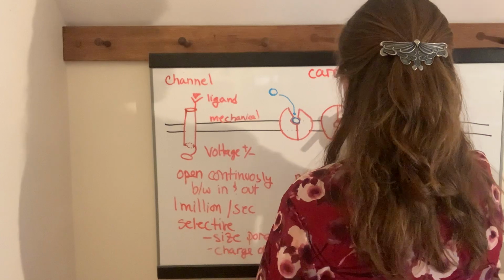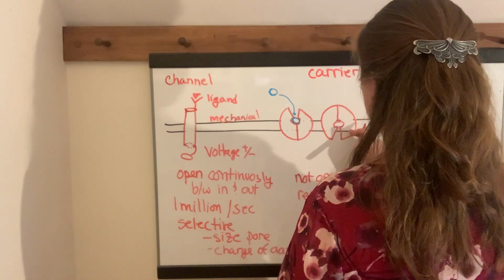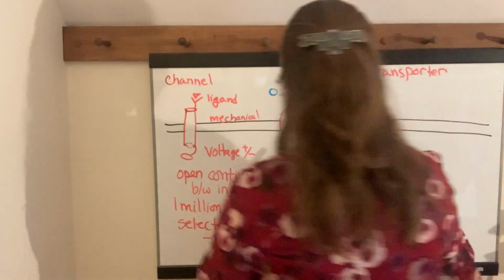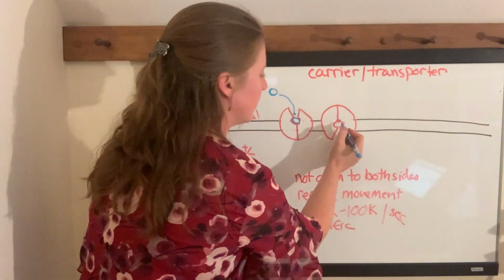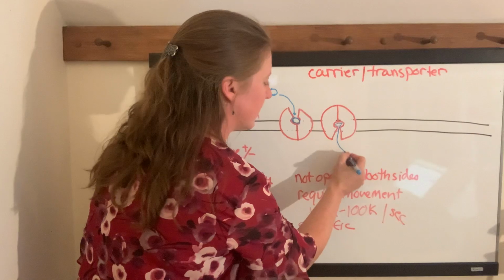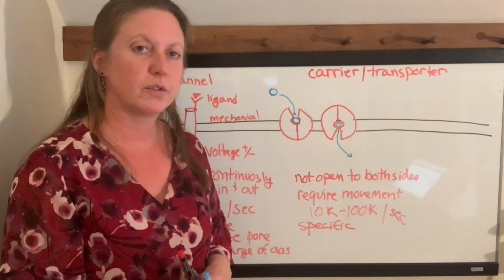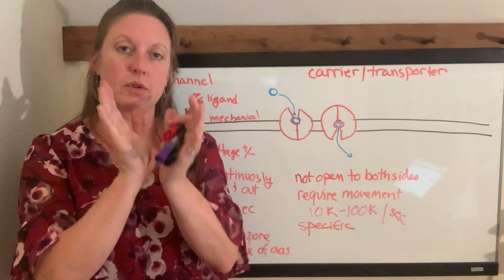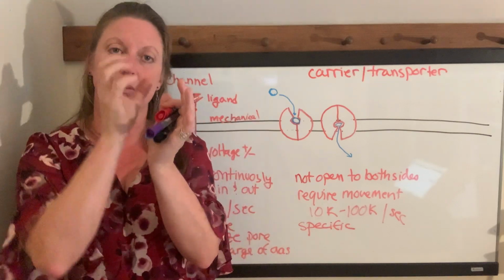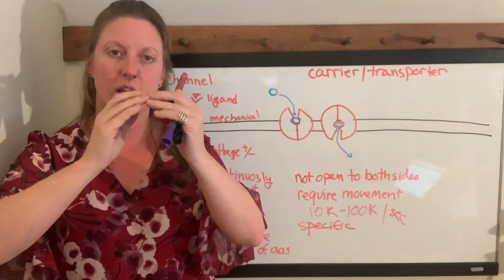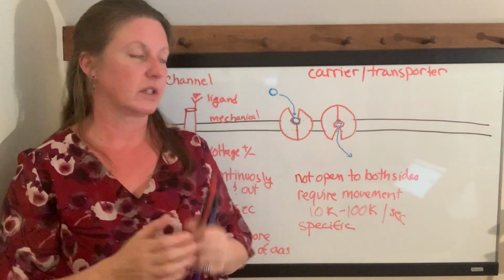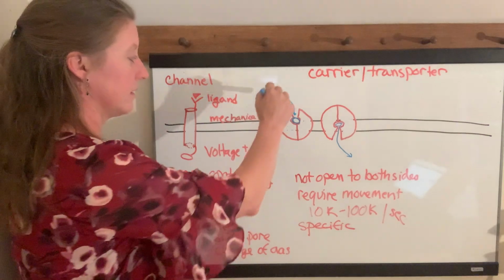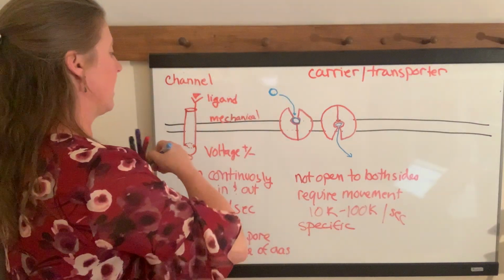And it changes its shape so that now the opening is facing the other side of the cell, which allows our substance to leave the transporter and be moved across the membrane. So the transporter sits like this, something binds, changes its shape, and now that substance is released. Now, I've shown this moving substances into the cell.